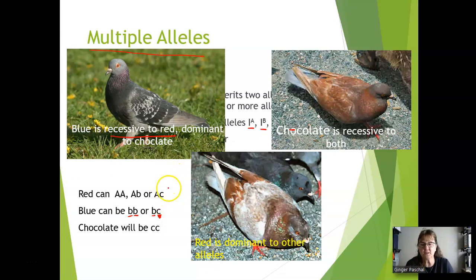This is where this gets a little confusing, because in this case, b is actually dominant to c, but you don't see that very well when you write the genotypes. I wouldn't be asking you for anything that complicated for multiple alleles on the test. So chocolate would be lowercase c, lowercase c.